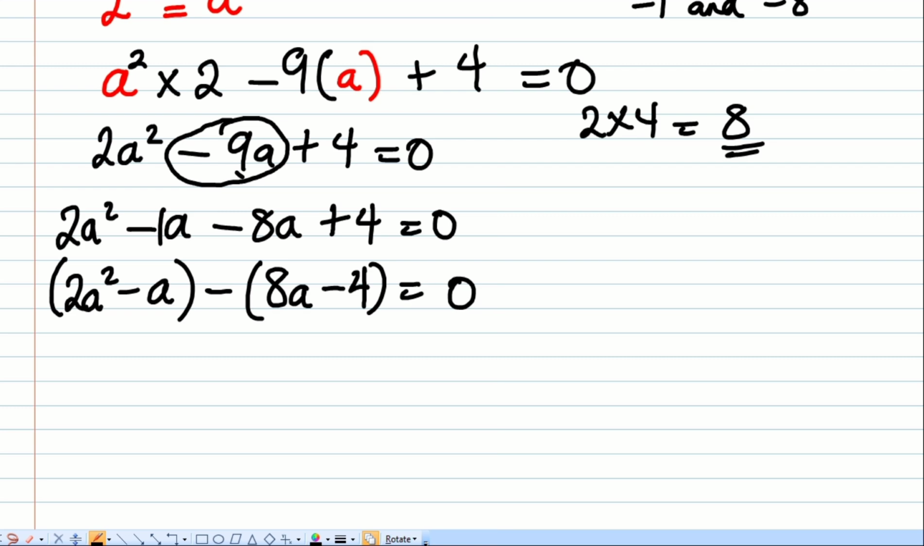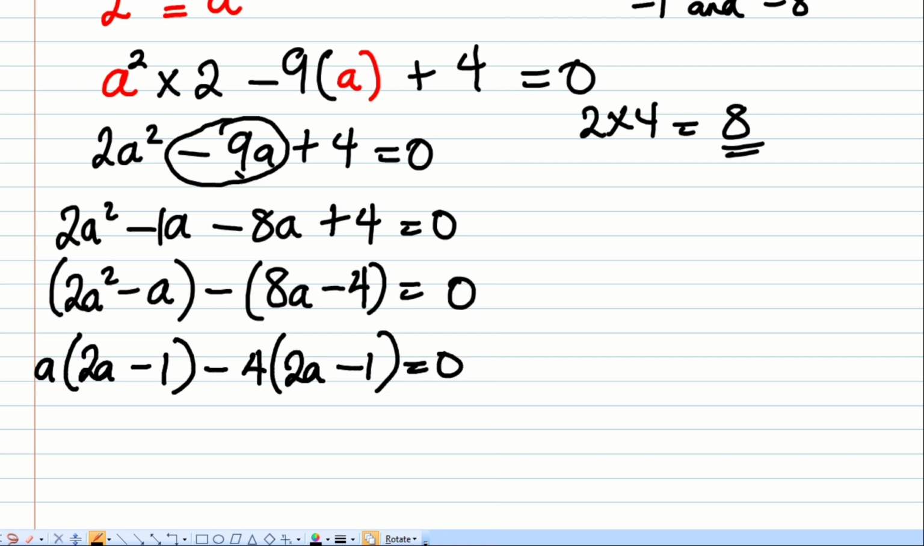Alright, so the common term in the first bracket is a. So we have a, cancelling 2a squared will be 2a, minus a into a is 1, minus the common term here is 4. 4 into 8a is 2a, 4 into itself is 1, and that's equal to 0. So we have factoring again, we have 2a minus 1 times a minus 4 equal to 0.